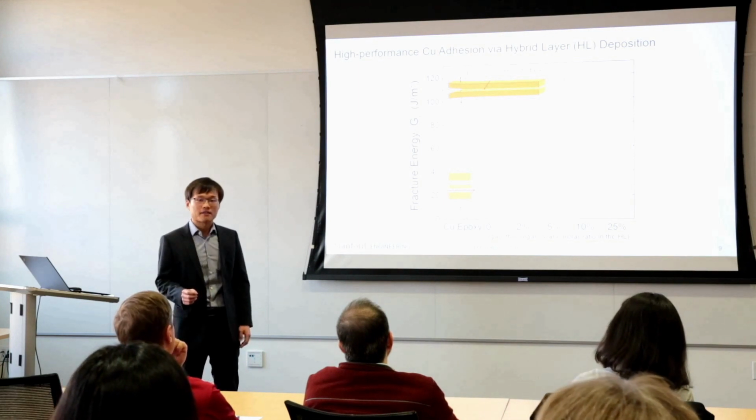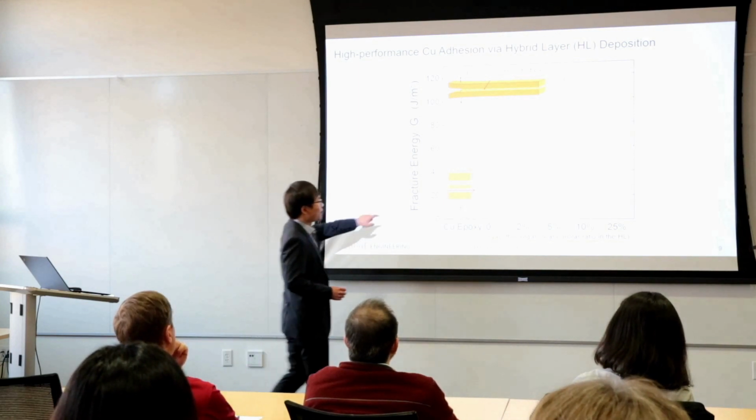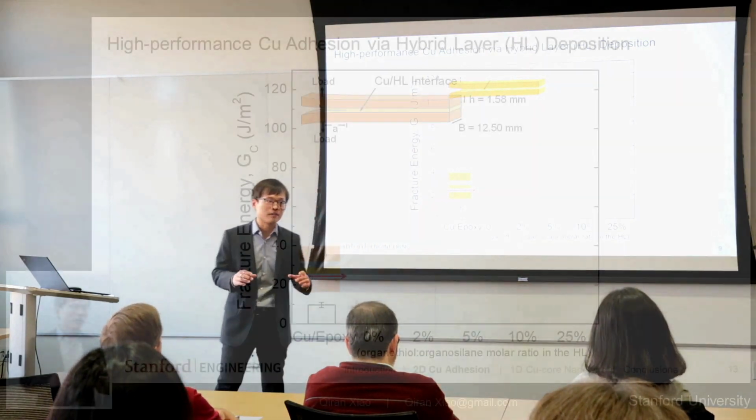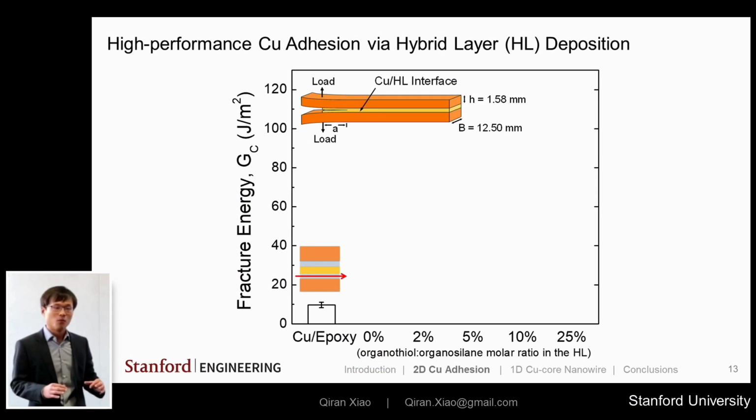And the fracture path, as indicated by the red arrow, occurred right in between the yellow epoxy and the orange copper beam, where the copper oxide is. And that's actually expected, because failure will always occur at the weakest interface, which is the copper oxide layer in our structure.